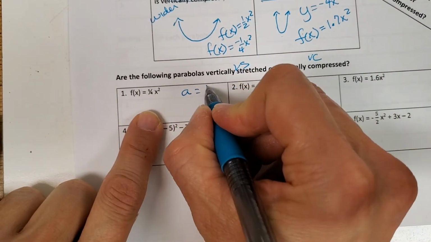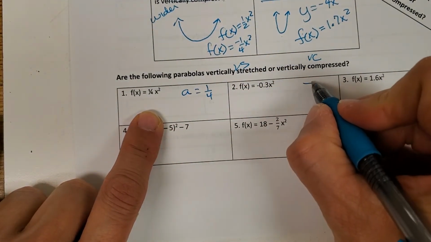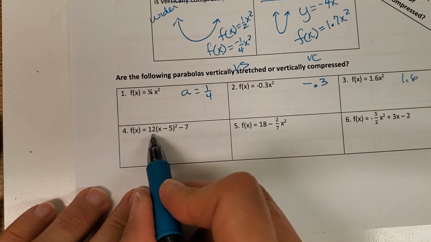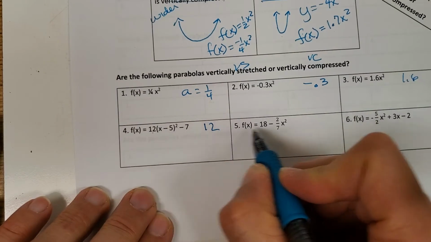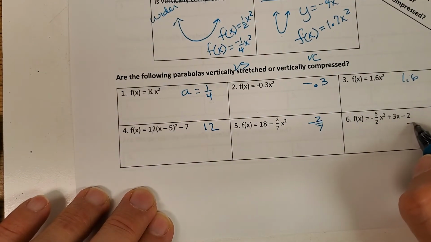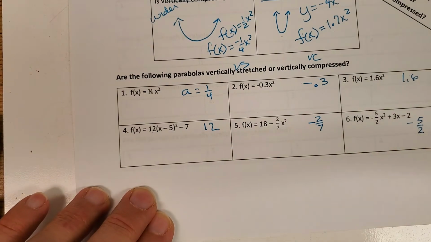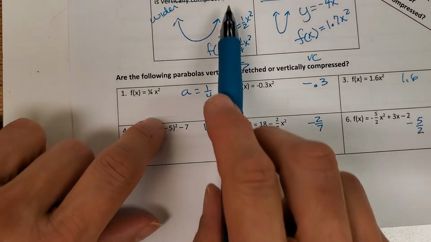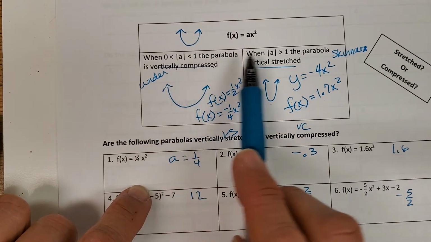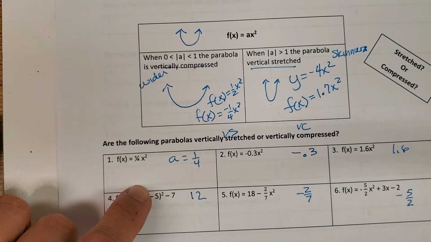The absolute value of A is 1/4, right? Here it's negative 0.3. Here it's 1.6. And then here, remember, A is right there. So A is 12. A is negative 2/7, and here A is negative 5/2. Now that we have our A's, let's put it in a little formula, right? We just have to know, is it between 0 and 1, or is it greater than 1?